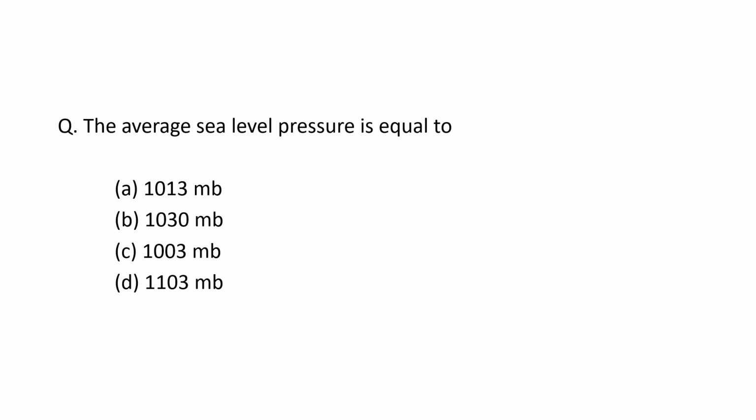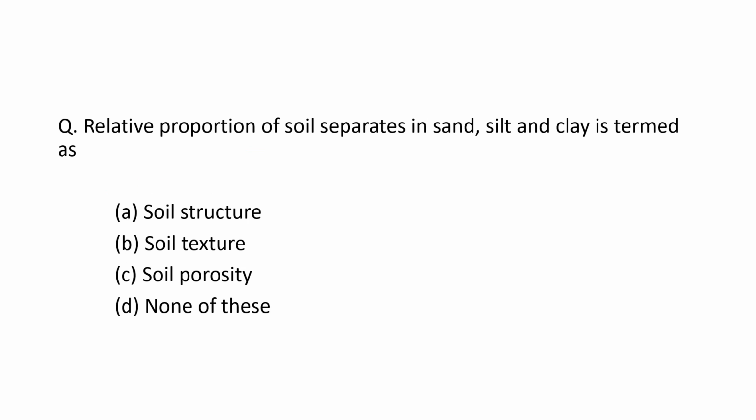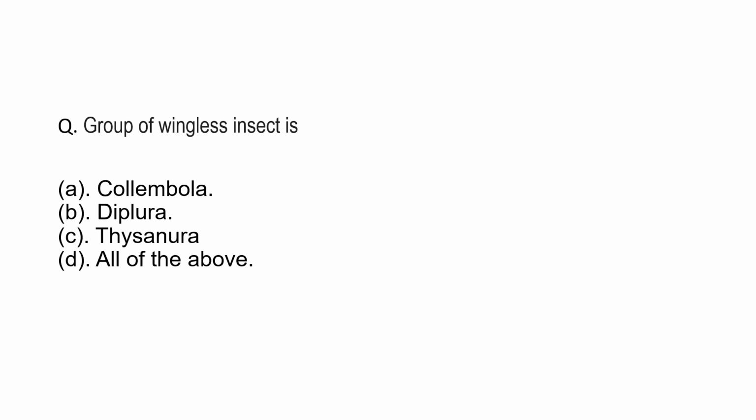The average level of pressure is equal to, the right option is A, 1013 MB, okay, millibar. Relative proportion of soil separates in sand, silt and clay is termed as, the right option is B, soil texture. Group of wingless insects is, Collembola, okay, Diplura, okay, Thysanura, okay. The right option is D, all of the above.